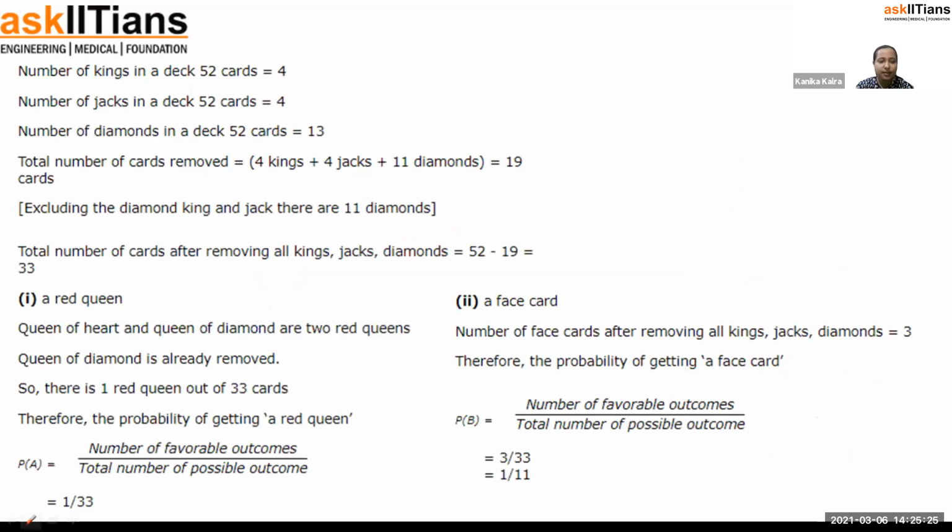So as we discussed, the cards removed are 19 and the remaining are 33. For a red queen, the queen of diamonds is already removed and we are left with the queen of hearts, so that means 1 red queen. So the answer is 1 over 33. And if we talk about a face card, after removing all kings, jacks, and diamonds, we are left with only 3, that means 3 queens.